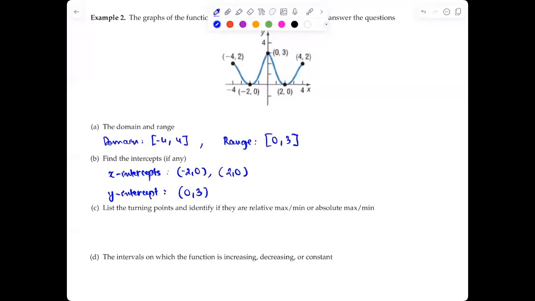How many turning points do you have? One, two, three, four, five. So there are three turning points. Those are (negative 2, 0), (0, 3), and (2, 0).